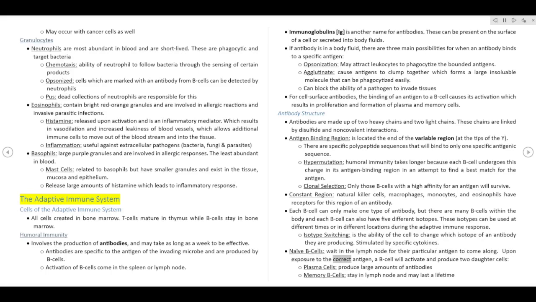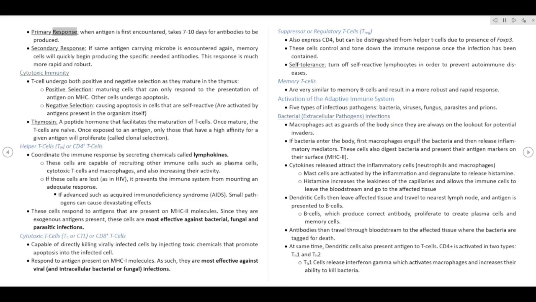Upon exposure to the correct antigen, a B cell will activate and produce 2 daughter cells. Plasma cells produce large amounts of antibodies. Memory B cells stay in the lymph node and may last a lifetime. Primary response: when an antigen is first encountered, it takes 7 to 10 days for antibodies to be produced. Secondary response: if the same antigen-carrying microbe is encountered again, memory cells will quickly begin producing the specific needed antibodies. This response is much more rapid and robust.